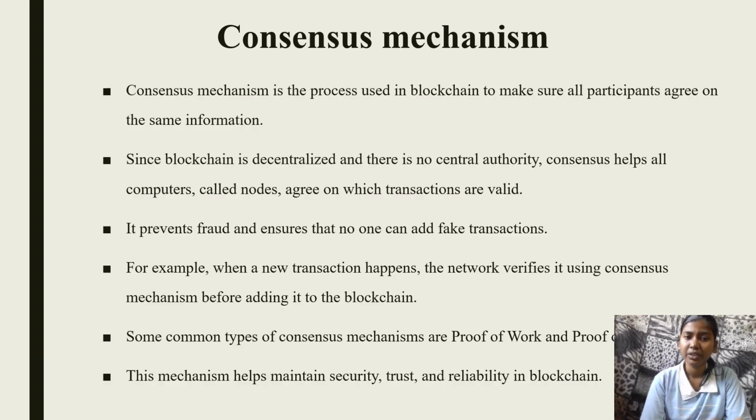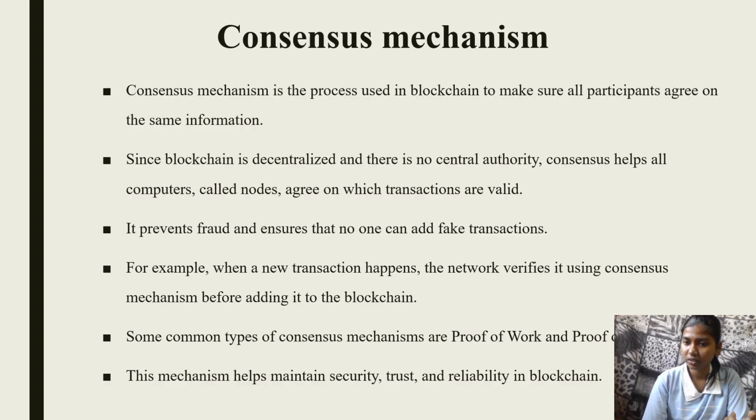Consensus mechanism. Consensus mechanism is the process used in blockchain to make sure all the participants agree on the same information. That is, consensus means an agreement that can be agreed by all the users on the same information. Since blockchain is decentralized and there is no central authority, consensus helps all computers, all nodes, agree on which transactions are valid. It prevents fraud and ensures that no one can add a fake transaction.